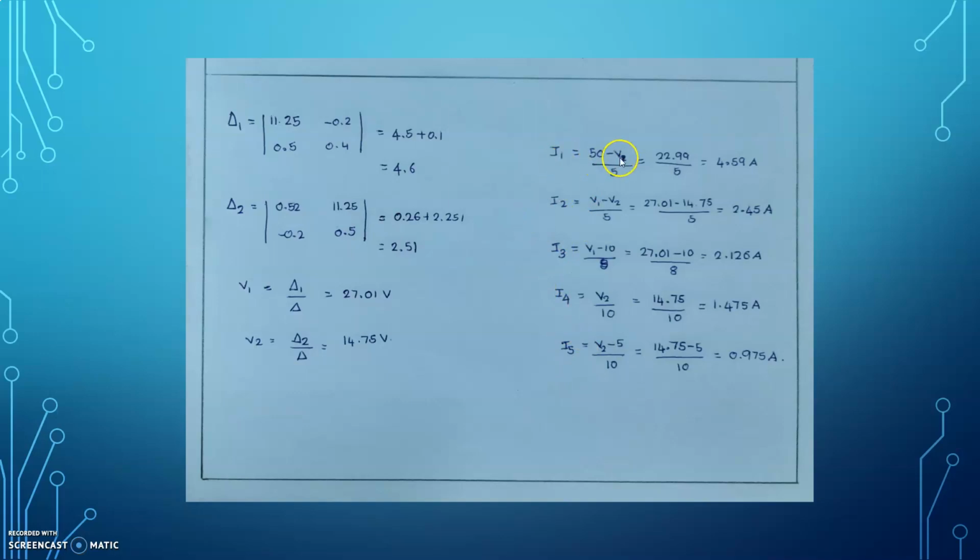So I1 is equal to (50 minus V1) by 5, I2 is equal to (V1 minus V2) by 5, I3 is equal to (V1 minus 10) by 8, I4 is equal to V2 by 10, I5 is equal to V2 by 5 by 10. These are all the currents flowing through each branch.